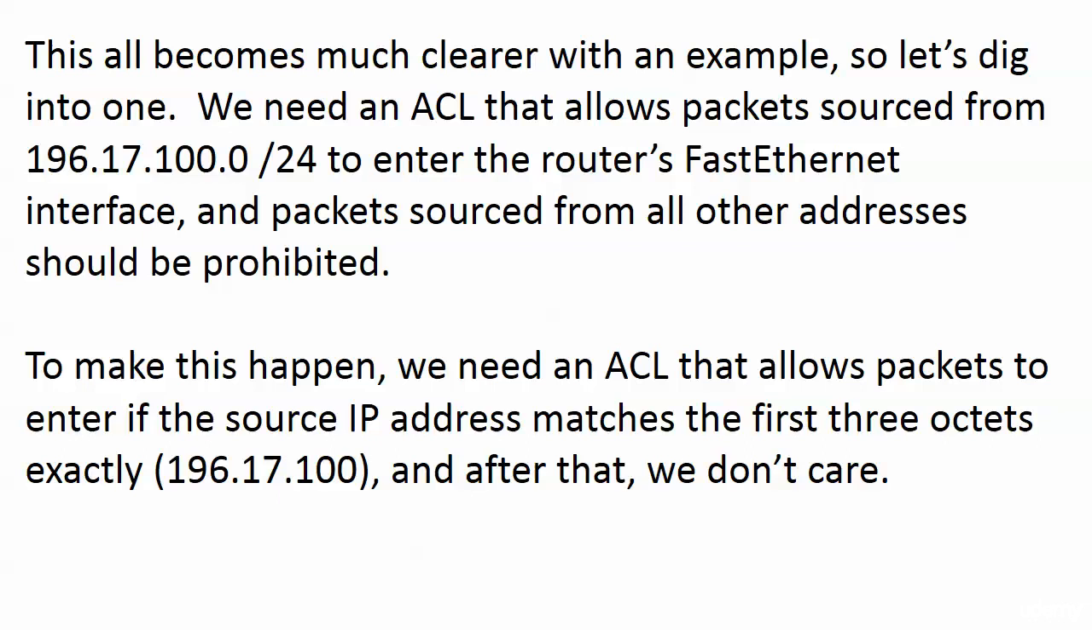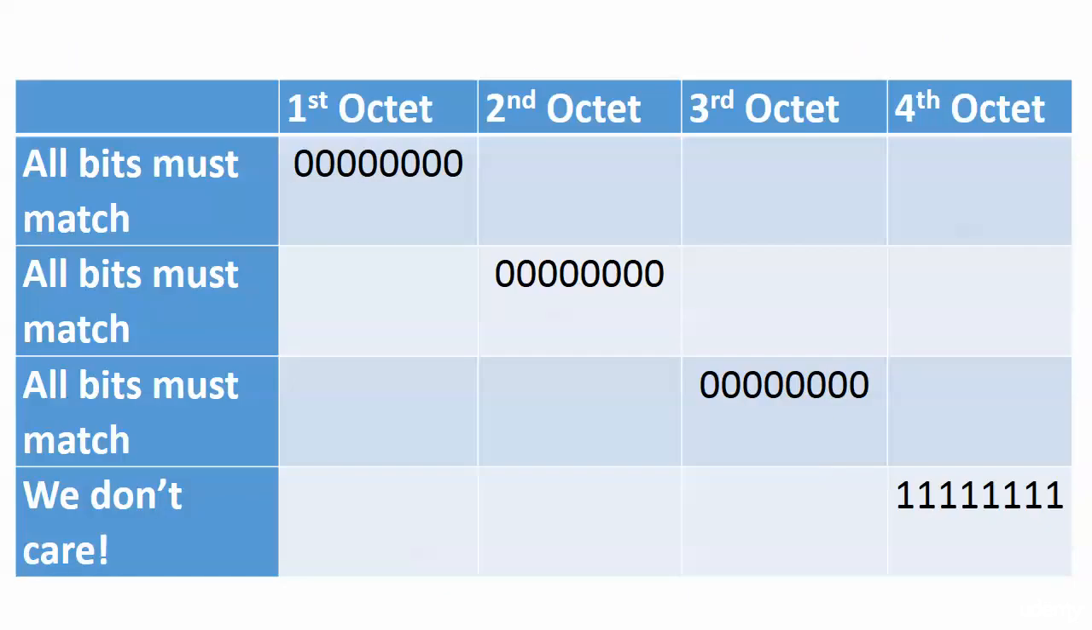Well, this one's a little easier because it ends evenly. 8, 16, 24, it ends at the end of an octet. So we need an ACL that allows packets to enter if the source IP address matches the first 3 octets exactly, 196.17.100, and then after that, we don't care. So we're not even going to write out the entire ACL right now. Again, we've got plenty of that coming. I just want to get the wildcard mask right.